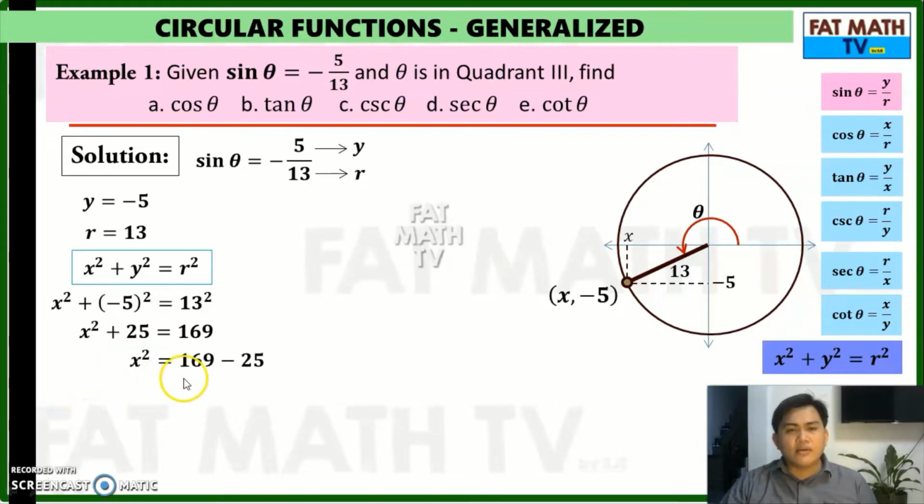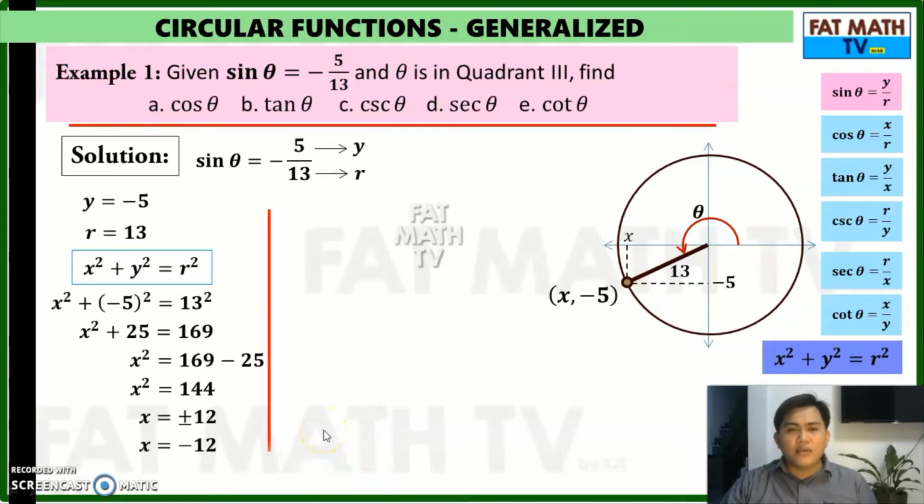You will have x squared equals 169 minus 25, or that is 144. And then taking the square root of both sides, you will get x equals square root of 144, that's positive or negative 12. So how will we choose if the answer is positive 12 or negative 12? So this given here, that theta is in the third quadrant, will tell us that we should choose x equals negative 12 because the x on the third quadrant is negative. So choose x equals negative 12.